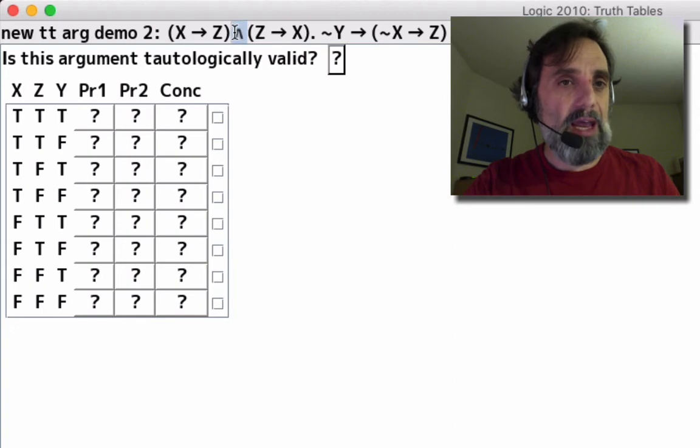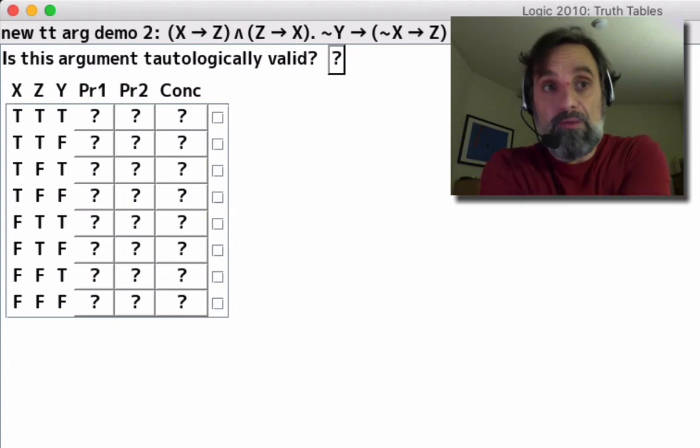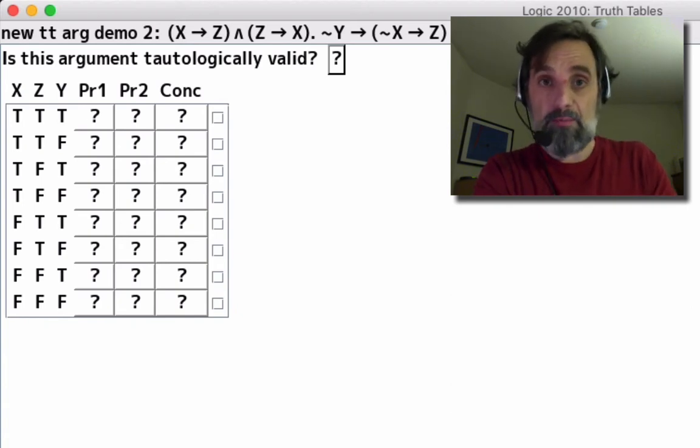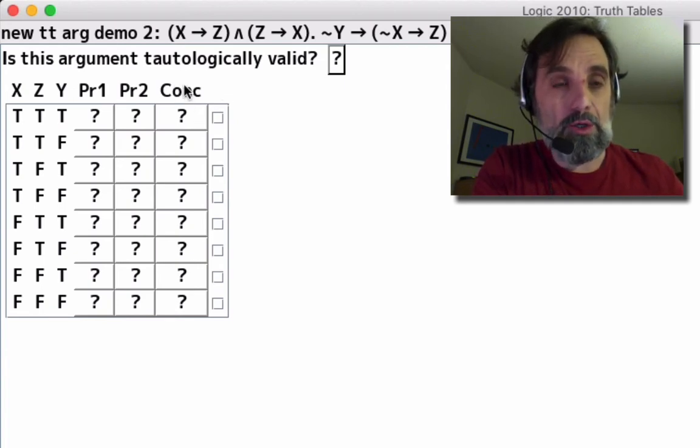And this is an and of two conditionals. Okay, so definitely the conclusion is the simplest, so that's where we want to start. We want to start by doing whichever column is the simplest, because it's going to give us the most information the most quickly. So let's start with the conclusion column and go down this column.